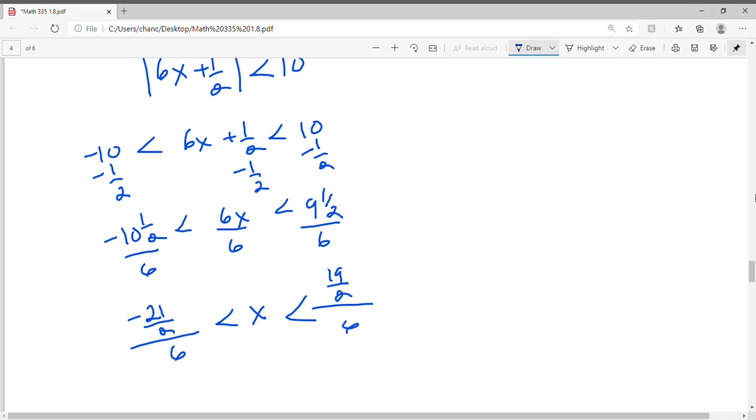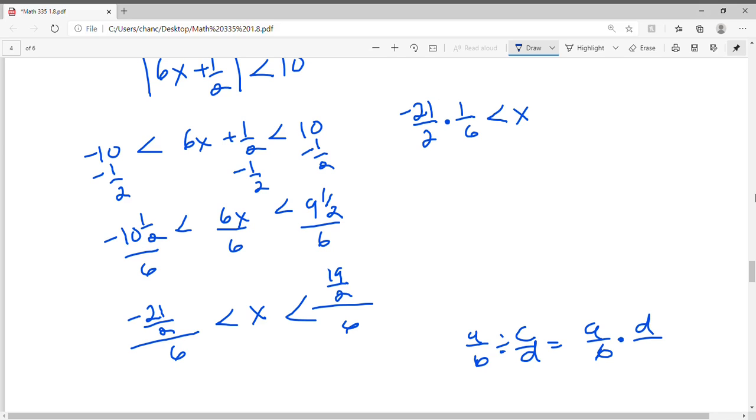And now since we have a fraction divided by another number, we can write this as negative 21 over 2 times the reciprocal 1 over 6. So again, when we divide a fraction by another fraction, a over b divided by c over d, don't forget you're leaving the first term the same and you're multiplying by the reciprocal of the second term. That's what I'm doing here. This is a 6 over 1, and that's a 6 over 1.